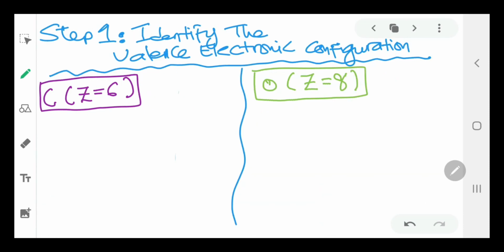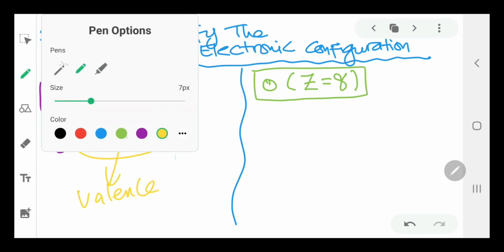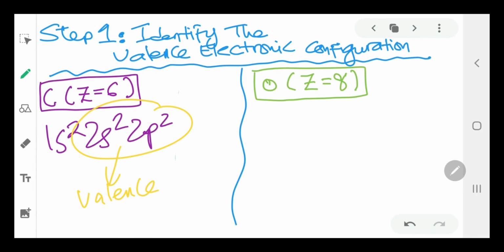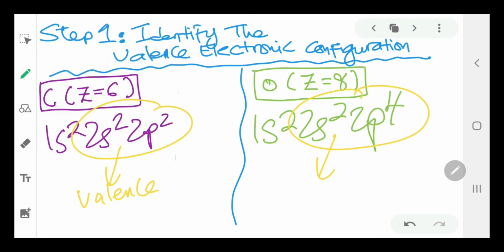Okay, valence electrons. Carbon is 1s2 2s2 2p2. That is the valence electron configuration you need for carbon. Oxygen, regardless of the type, is going to have the same valence electron configuration, 1s2 2s2 2p4. So that is the valence.